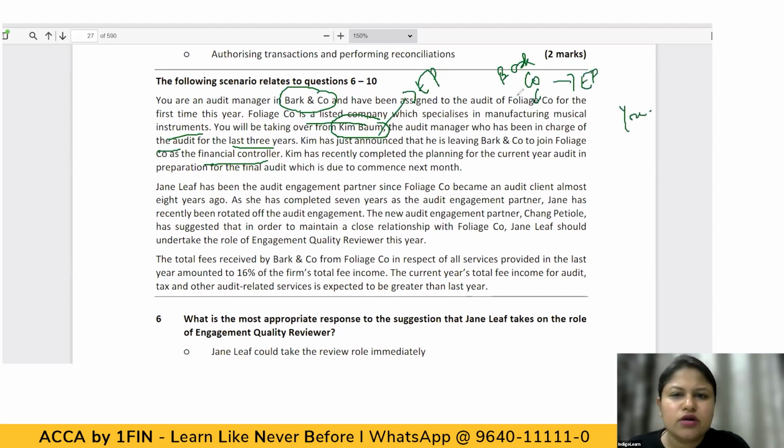You. Okay. The audit manager who has been in charge of the audit for the last 3 years, Kim, has just announced that he is leaving Bark & Company to join Foliage. So he's leaving that audit firm and joining the company where you're going to do the audit, as a part of the financial controller team. Kim has recently completed the planning for the current year audit in preparation for the final audit, which is due to commence next month.